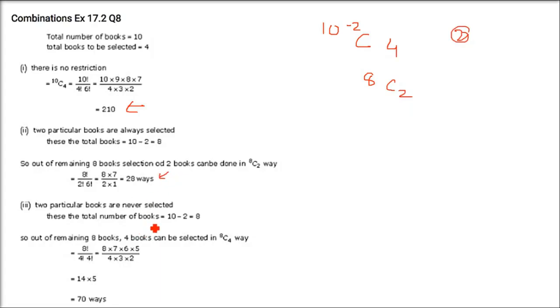2 particular books are never selected. So with 10 books, just subtract 2, never selected. And now you have to select 4 from 8. So 8C4 is the answer.